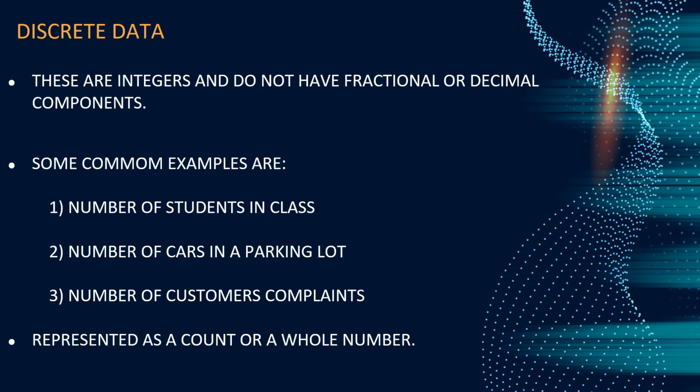Next one is number of customer complaints. Complaints are usually counted as whole numbers. Discrete data is often represented as a count or a whole number, and it is suitable for tasks that involve counting and enumeration.